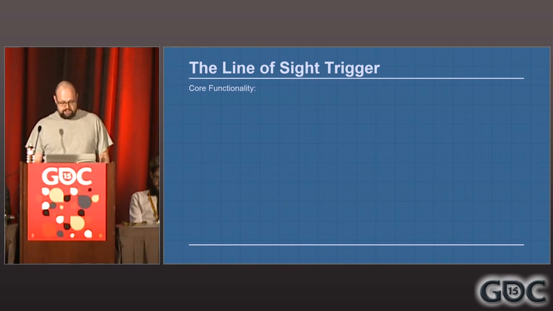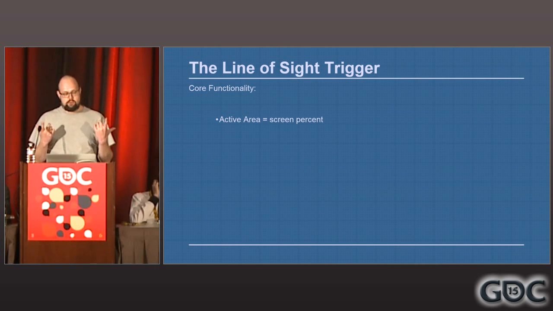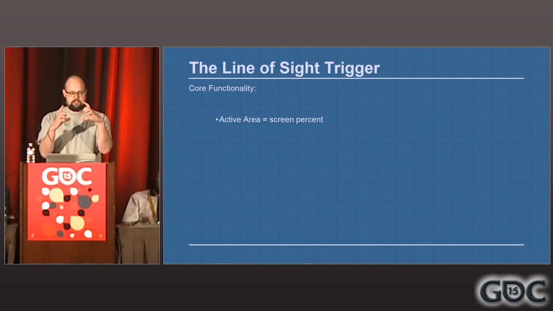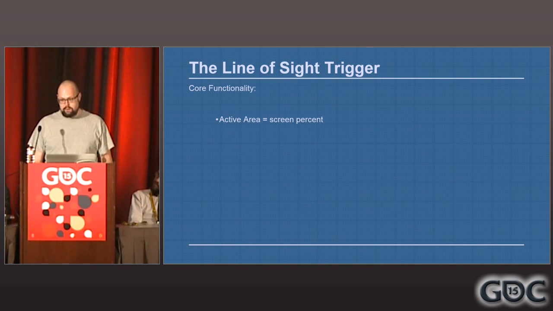So you're looking for a few features for it. One is the active area, like the screen percent. So basically, you've got this big screen, and you want to make sure that the player has the thing that you want to know they're looking at in the center of the screen, or maybe you want to make sure it's at the periphery, depending on what sort of event you're going to fire.